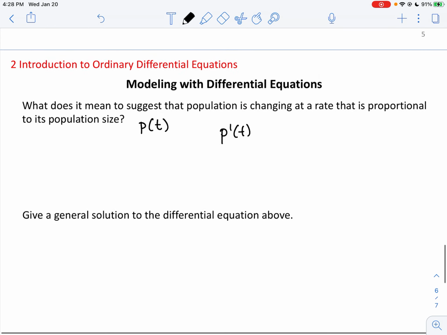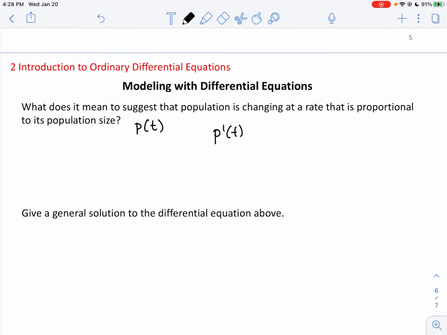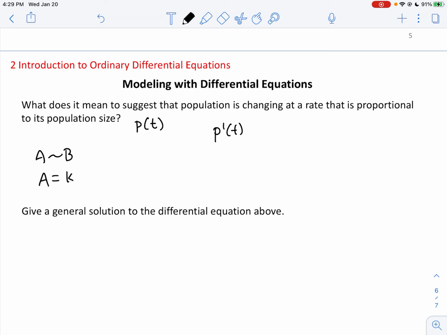To be proportional, if you might remember from modeling in an algebra class, when I say A is proportional to B, sometimes this symbol is used. This means that A is equal to some constant times B. This happens all the time in everyday life. For example, the amount of money you spend on burritos is proportional to the number of burritos you buy. And K would be the price. So you put in the number of burritos times the price and you get how much you spend, right?